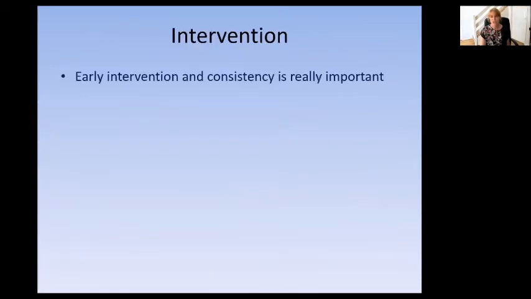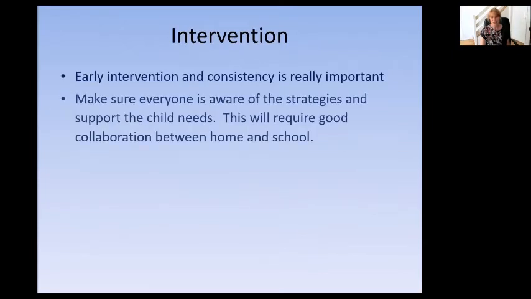So what intervention do we need to put in? Early intervention is key. As with most difficulties with children, the sooner we can help, the better. Make sure everyone who's supporting a child is aware of which strategies work for that child and their role in supporting them. And this requires really good collaboration between home and school.